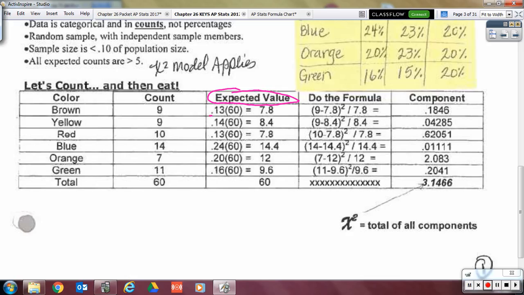Good. We multiplied the percentage that was claimed times the total sample size, and that's what gave us our expected value, and we did that for each category. So our claimed percentage times the sample size, that gave us our number there. Well, this is going to be computed differently since we have multiple dimensions. So let's go over how that's going to work.